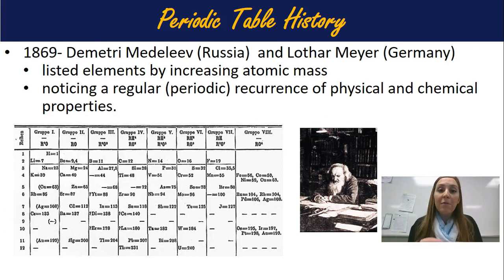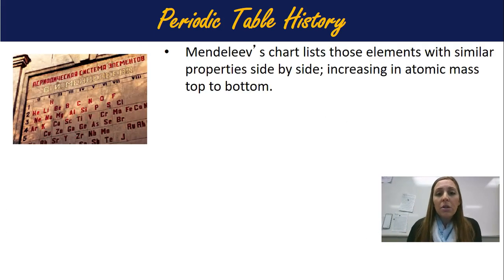So that's the total number of protons and neutrons. And if we remember back from chapter 4, you can have different numbers of neutrons in the atom. So sometimes the atomic mass changes, which makes the periodic table, if it's organized by atomic mass, not really consistent, because every element doesn't have one set atomic mass. It might have different because there are different isotopes. So Mendeleev's chart listed those elements with similar properties side by side and increasing mass from top to bottom.